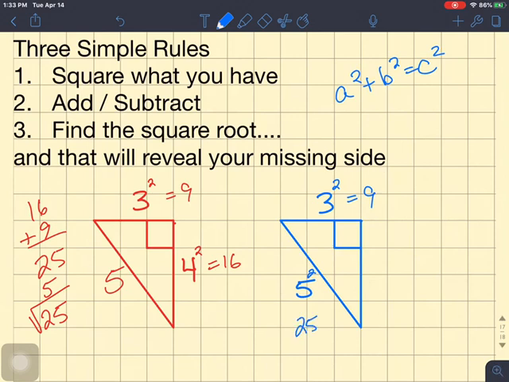But unlike the red triangle, we're trying to find a shorter side. So we're going to subtract these two numbers. We're going to take 25 and subtract 9 from it, and that gives us 16. It's interesting. We had 16 over here, didn't we? Well, they're the same triangle.